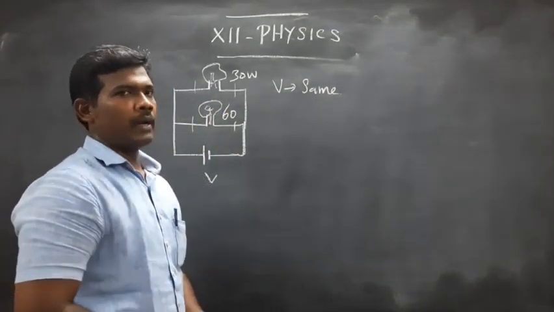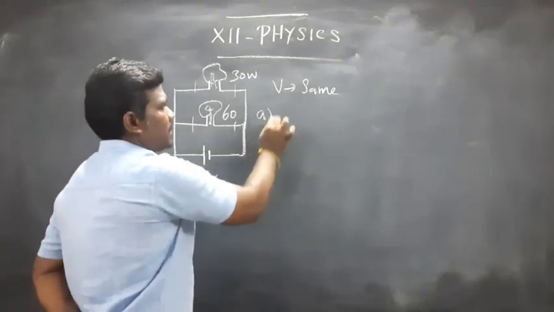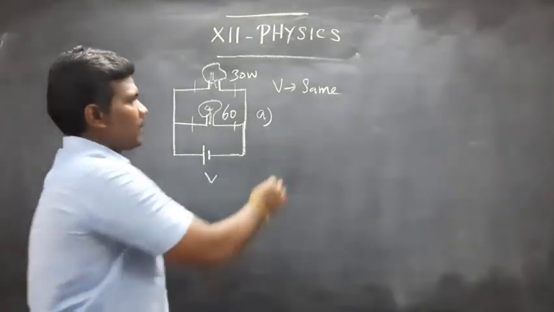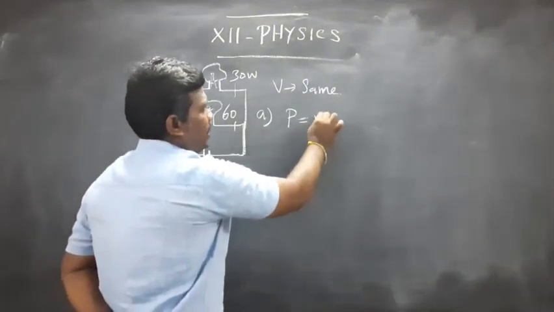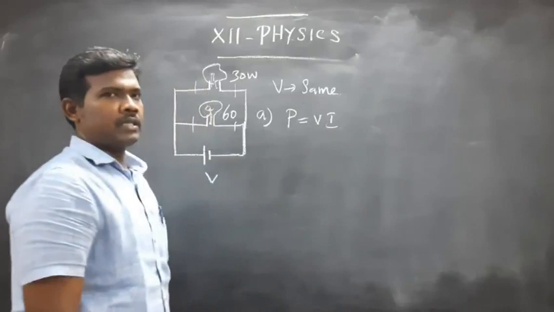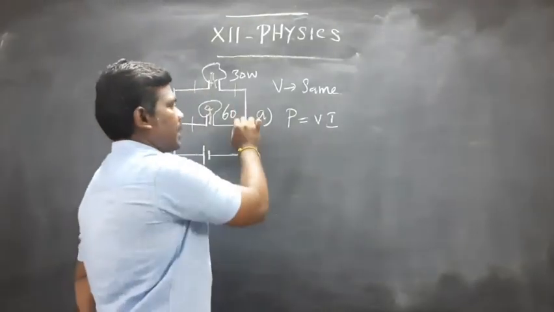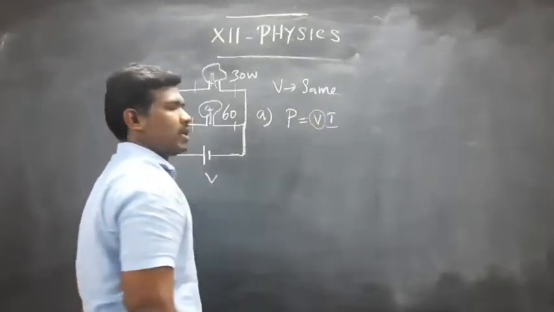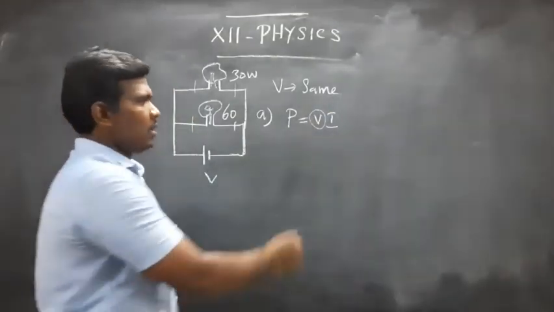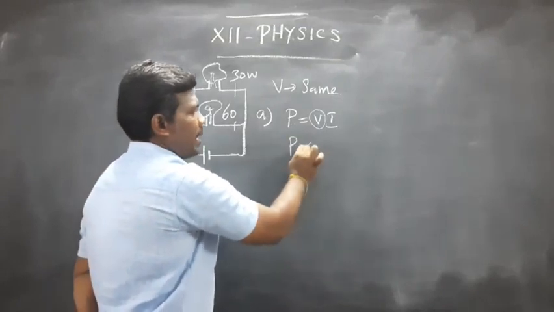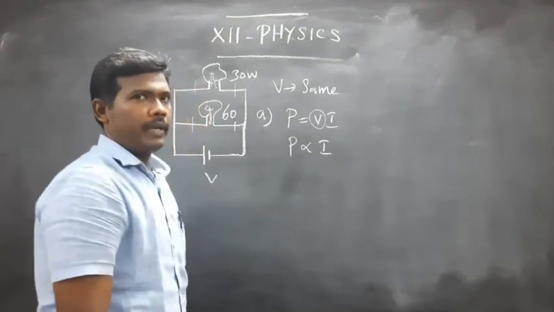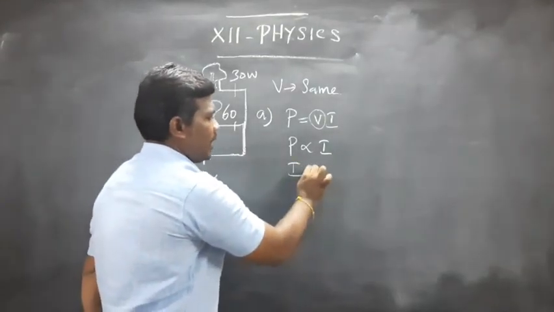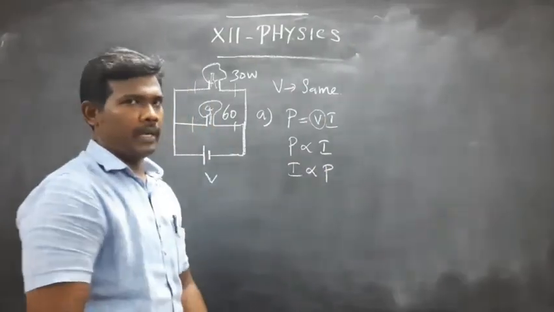Now we are going to calculate the first case, A: which bulb glows brighter? We know the formula for power, P is equal to VI, and here the bulbs are connected in parallel with the power supply. So V is constant, the same quantity. So definitely the power is directly proportional to I, or in reverse order, I is directly proportional to P.